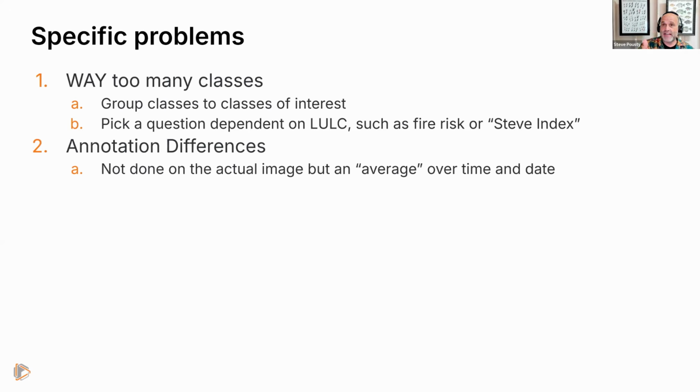Annotation differences, right? So this is the annotations. Our land use land cover was not actually done on the actual image. The land use land cover was created as a quote unquote average. It's whatever the GIS analyst was doing to create that land use data set, which is probably an amalgamation of several different data sets, and amalgamations over time, both time of day and the actual day of the year, right?